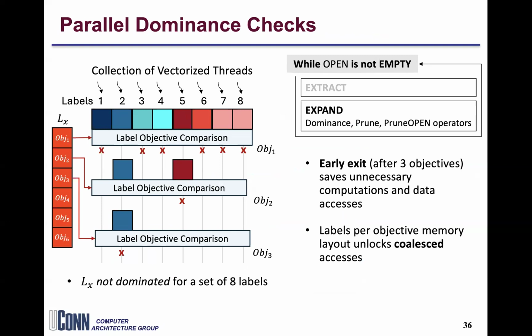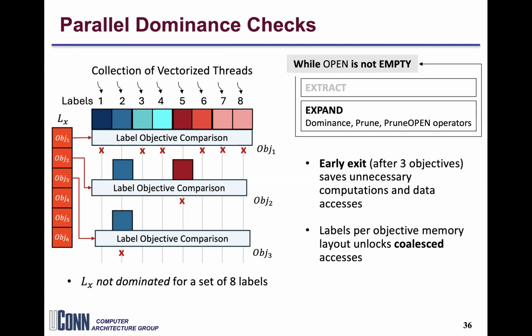I'll give you an example of how our vectorized dominance operator works. Imagine you have an LX label that you're trying to perform a dominance check against 8 labels, just for example, right? There are 6 objectives. The labels are on the horizontal axis, these different colored labels. You perform the label comparison for the first objective. Let's say you find that 6 out of 8 labels are not dominated for these 8 labels. So in this example, I'm going to show you that LX is not going to be dominant.